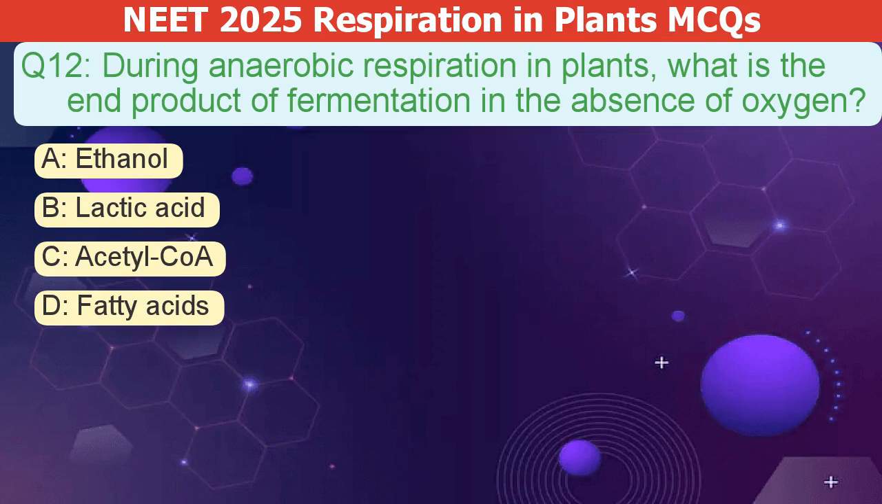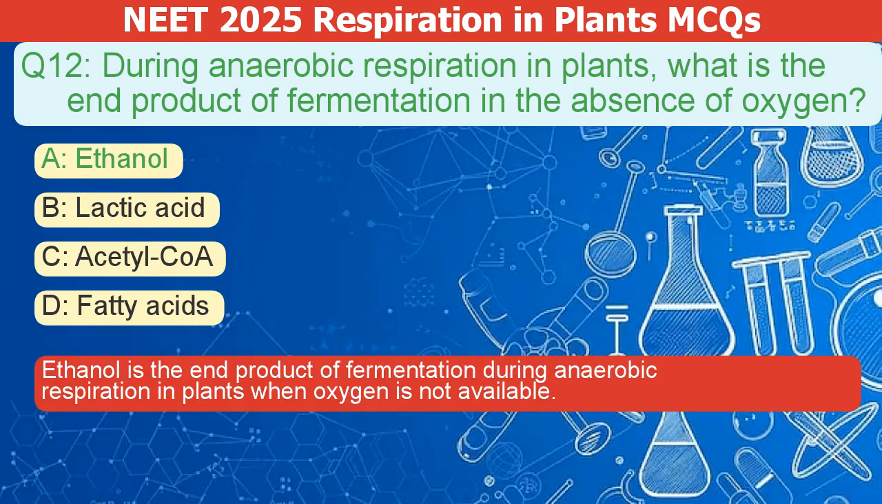During anaerobic respiration in plants, what is the end product of fermentation without oxygen? A. Ethanol. B. Lactic acid. C. Acetyl-CoA. D. Fatty acids. The correct answer is A. Ethanol is the end product of fermentation during anaerobic respiration in plants when oxygen is not available.